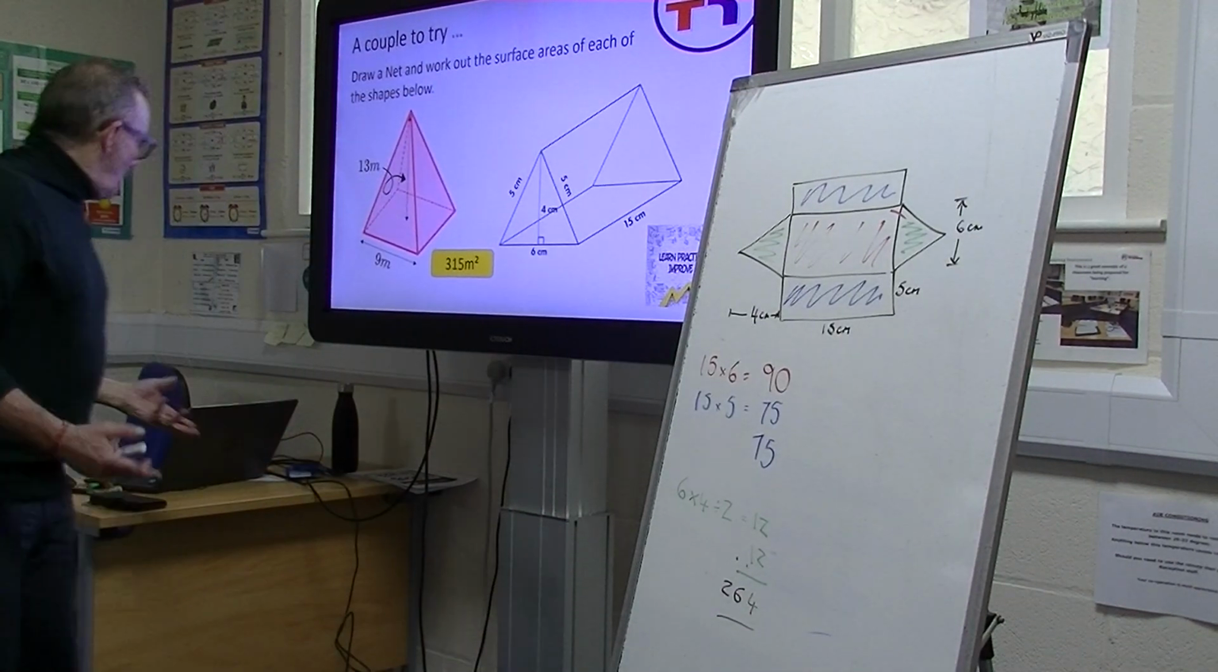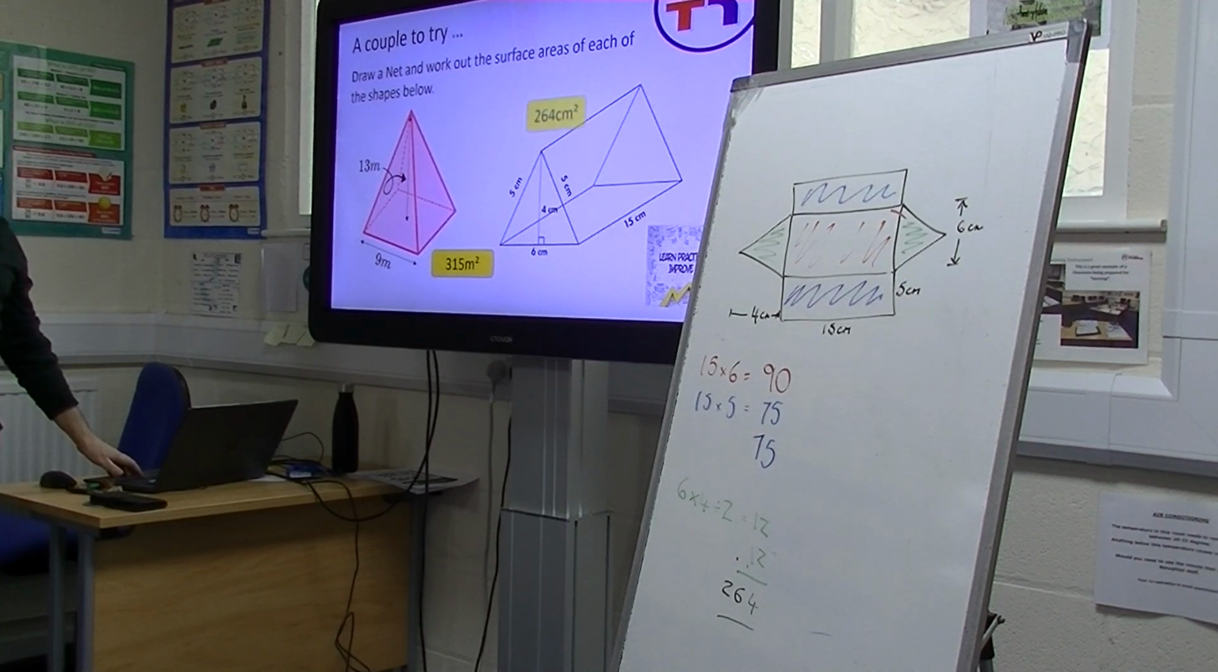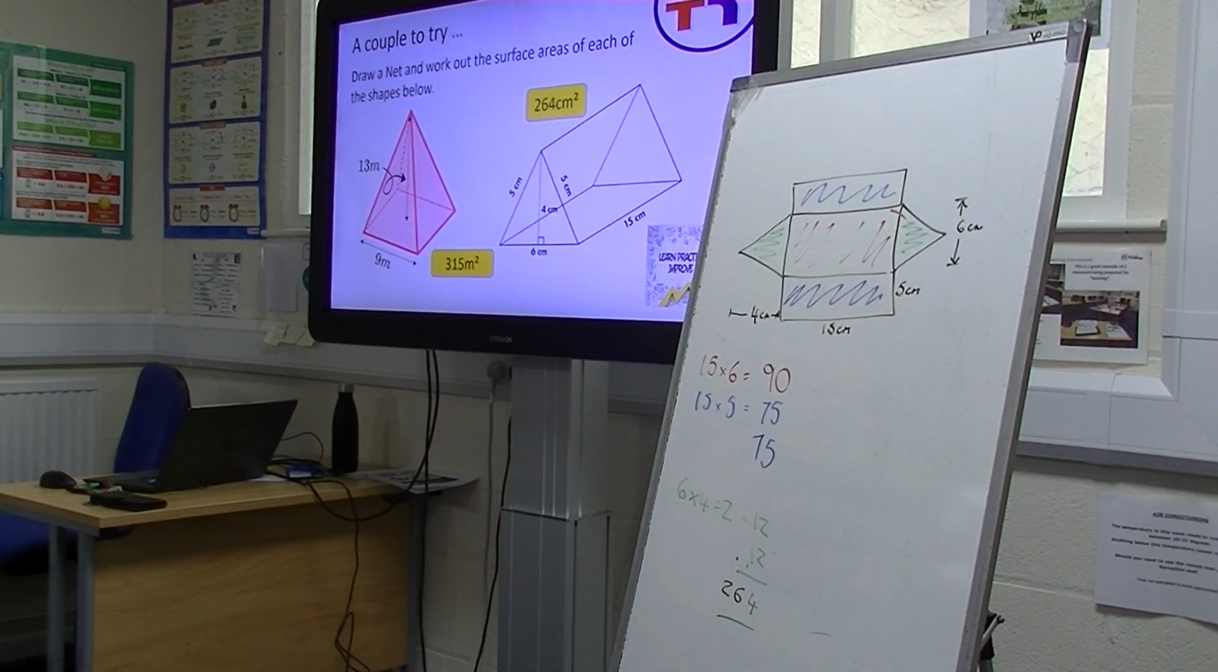So again, no need to be worried about these when you see them. 264. Easy peasy, yeah? So, they're not too difficult. Break it down and you can see instantly what shapes you've got, whether it's a pyramid, whether it's a prism, whether it's a cuboid or a cylinder. And I think it makes it fairly easy to work out surface areas. Okay?